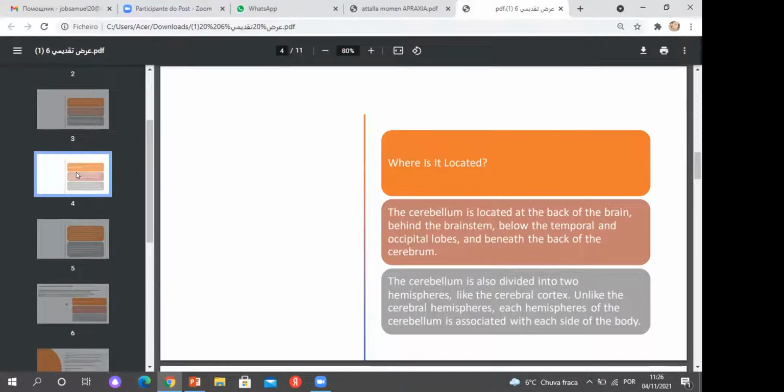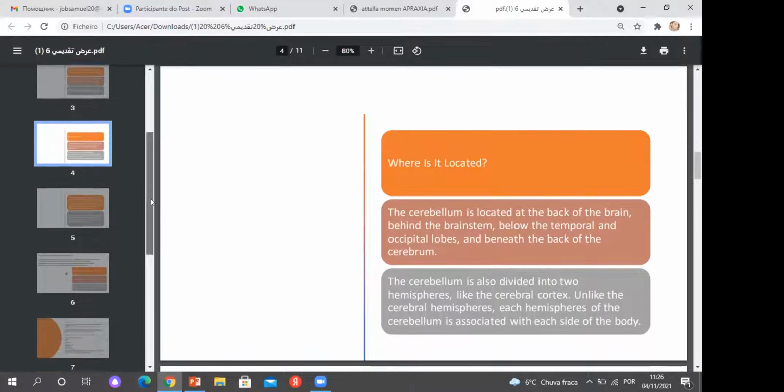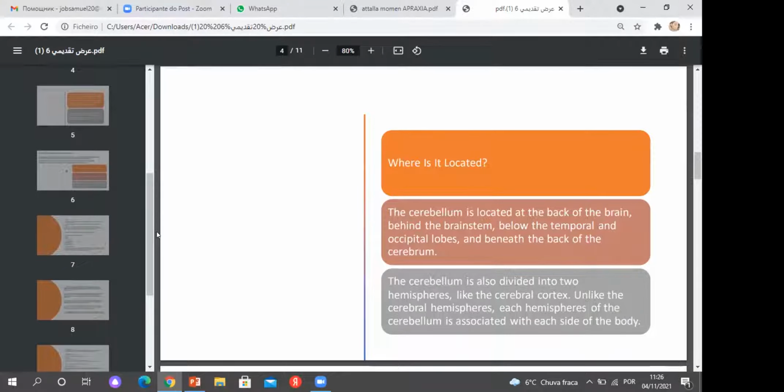Now, where is it located? The cerebellum is located at the back of the brain, behind the brainstem, below the temporal and occipital lobes, and beneath the back of the cerebrum. The cerebellum is also divided into two hemispheres, like the cerebrum. Each hemisphere of the cerebellum is associated with each side of the body.